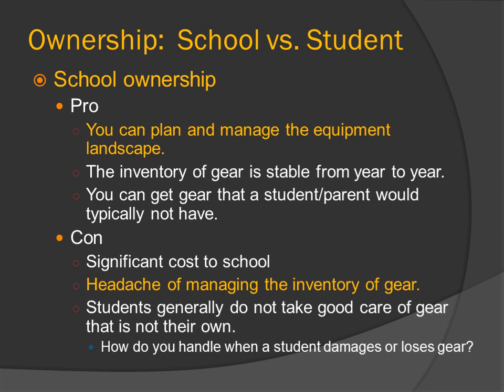Ownership, school versus student. School ownership, pro: you can plan and manage the equipment landscape. This is because the inventory of gear is stable from year to year. You can get gear that a student or parent would typically not have. Con: buying equipment can be a significant cost to the school or the yearbook. Headache of managing the inventory of gear. You have to keep track of all your gear, who has it, and when it comes back in.